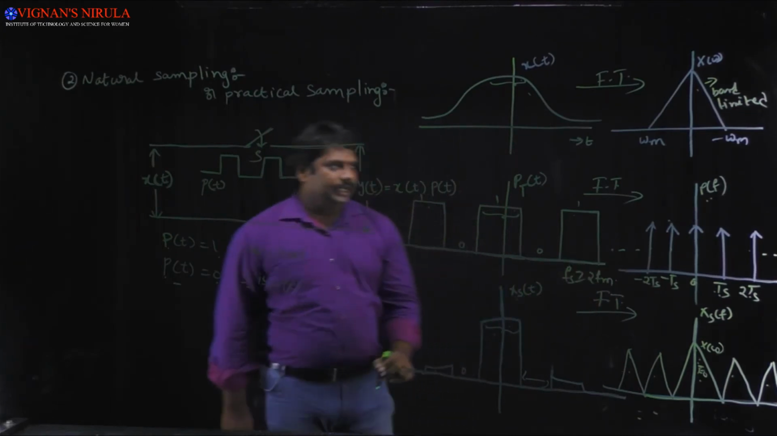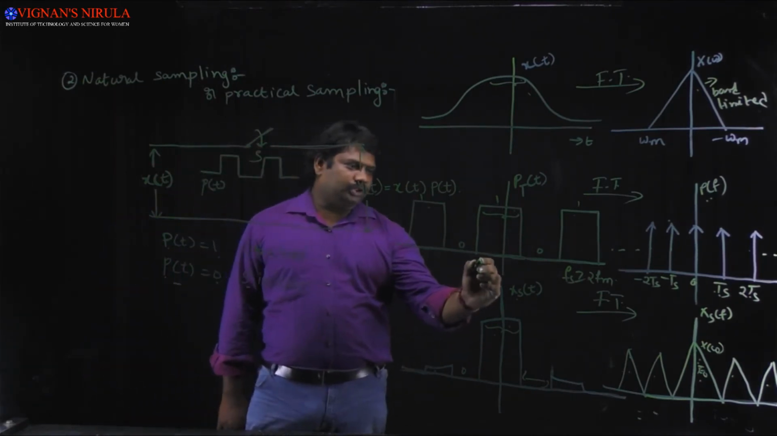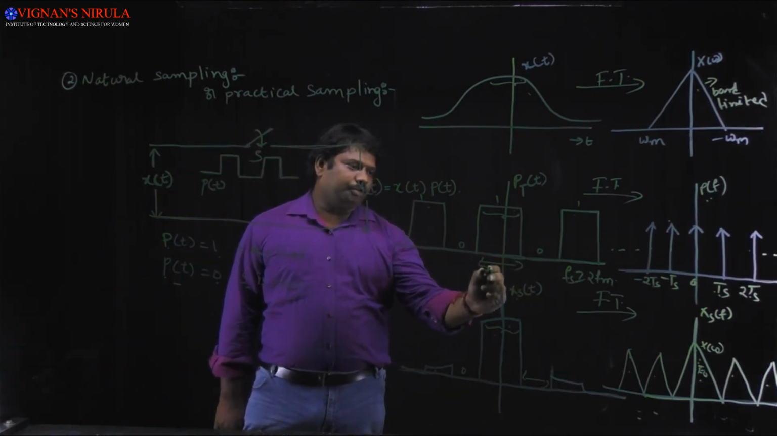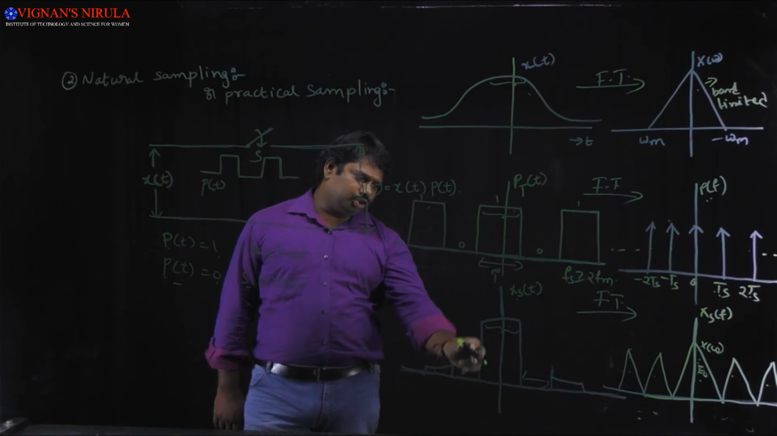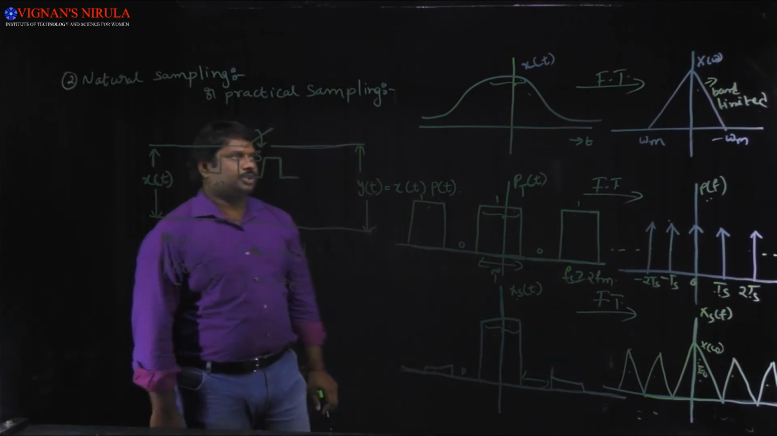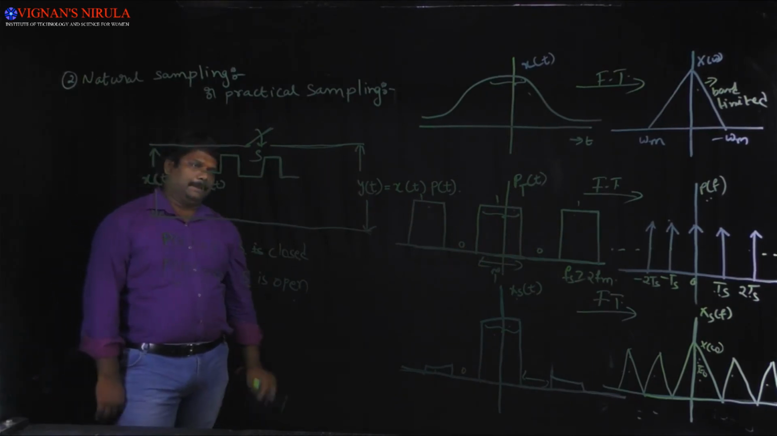And natural sampling is also called practical sampling, because developing a square waveform with a width of tau is practically possible. Therefore, practically we will use this sampling process, that is, natural sampling or practical sampling.